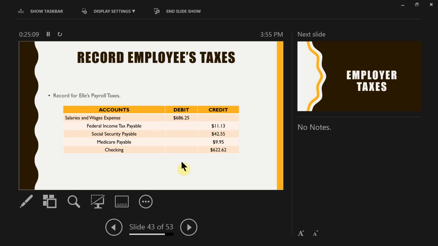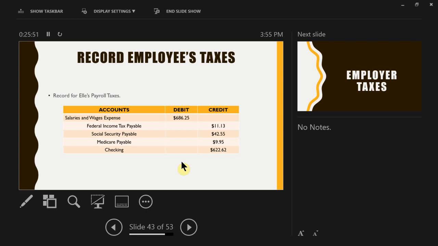And then all of these are going to be things that you're withholding from their paycheck because they must pay into it. So first thing is, they're going to take away the $11.13 for the federal income tax. Then they're going to take away $42.50 for the Social Security, all right? And then they're going to take away another $9.95 for Medicare. And then therefore, once you take that away from the paycheck, you are now left with $622.62 to write the check to your employee.